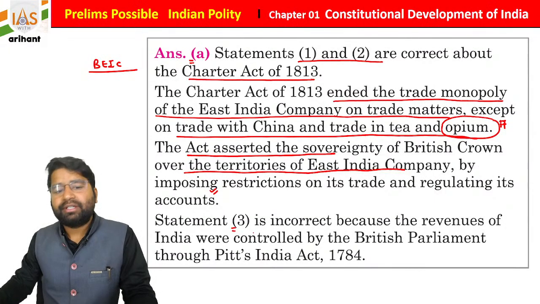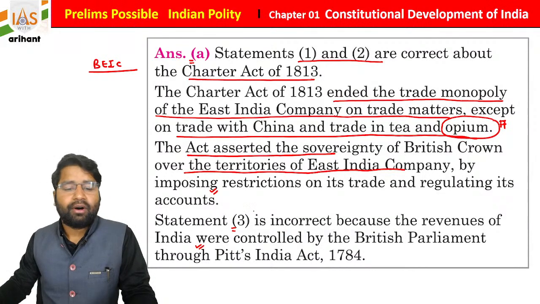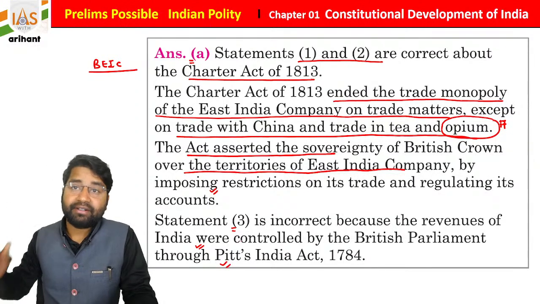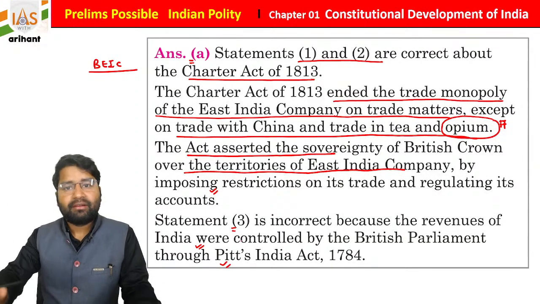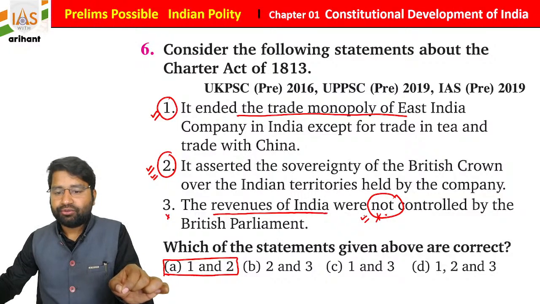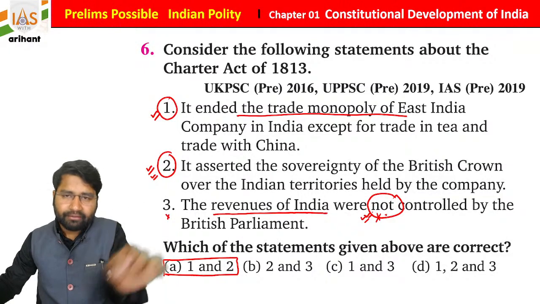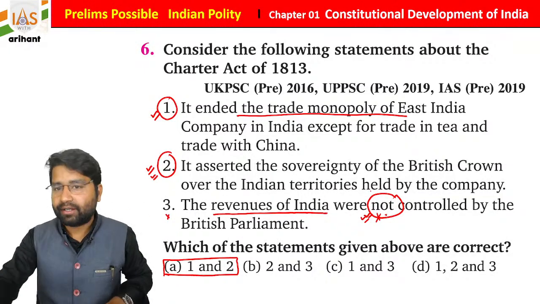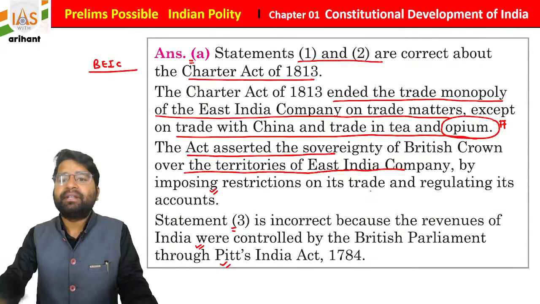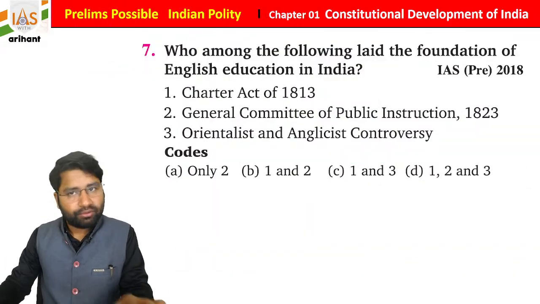Option 3, meaning statement 3, is going to be incorrect, because the revenue of India was controlled by the British Parliament through the Pitt's India Act 1784. So here if you see, they use the word 'not'. Whenever you read statements, you must read very clearly what the statement means. Okay, I hope you are all able to connect it.